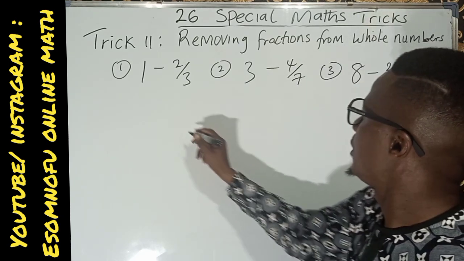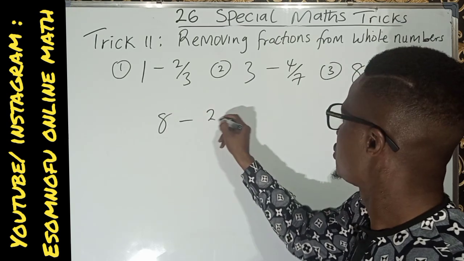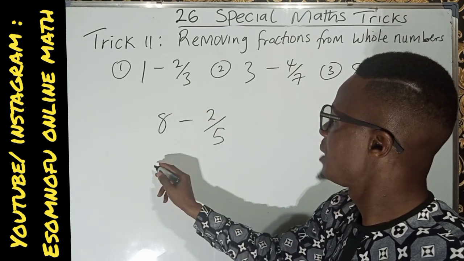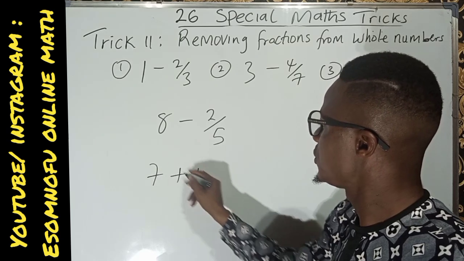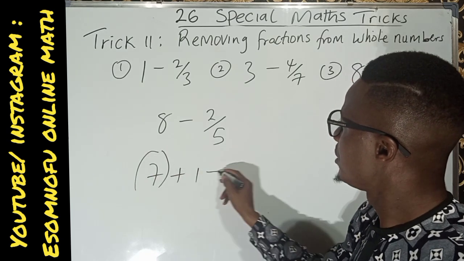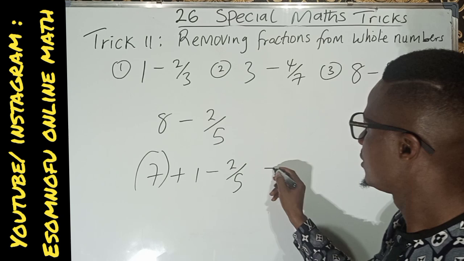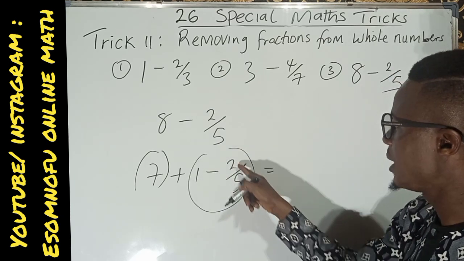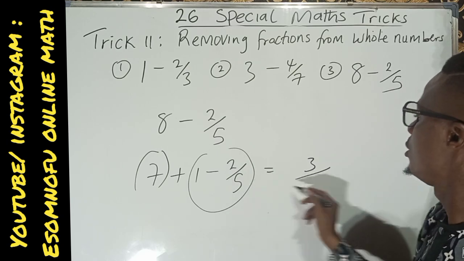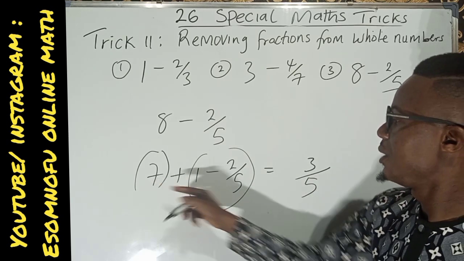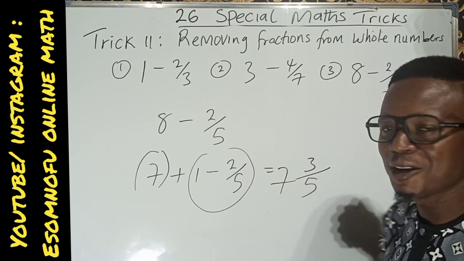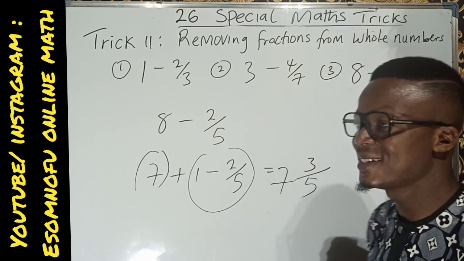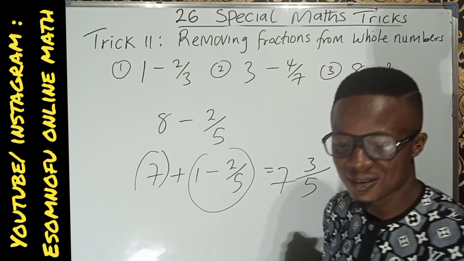For the last one, where we'll have 8 minus 2 over 5. This can be seen as 7 plus 1, which will still give us our 8. Then minus 2 over 5. Now we're having 1 minus 2 over 5. You say 5 minus 2 is 3 all over 5. Then you bring your 7. So your 7 whole number 3 over 5. As simple as that. Let us go to trick number 12.